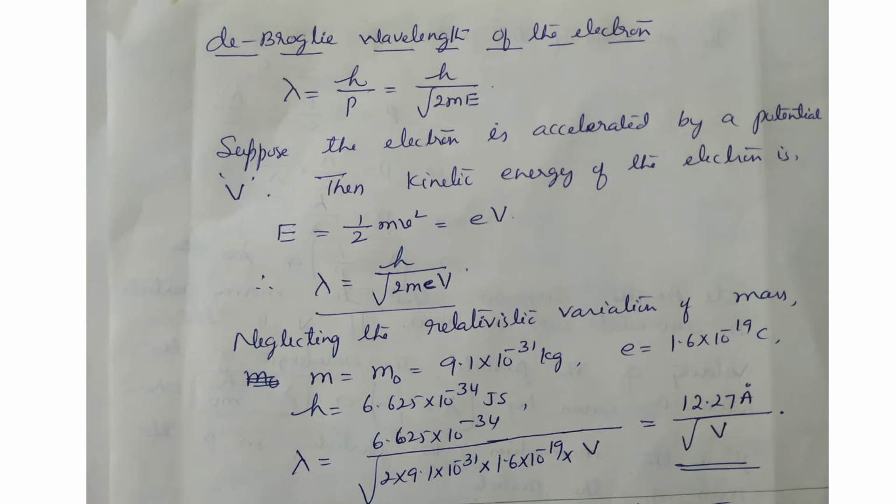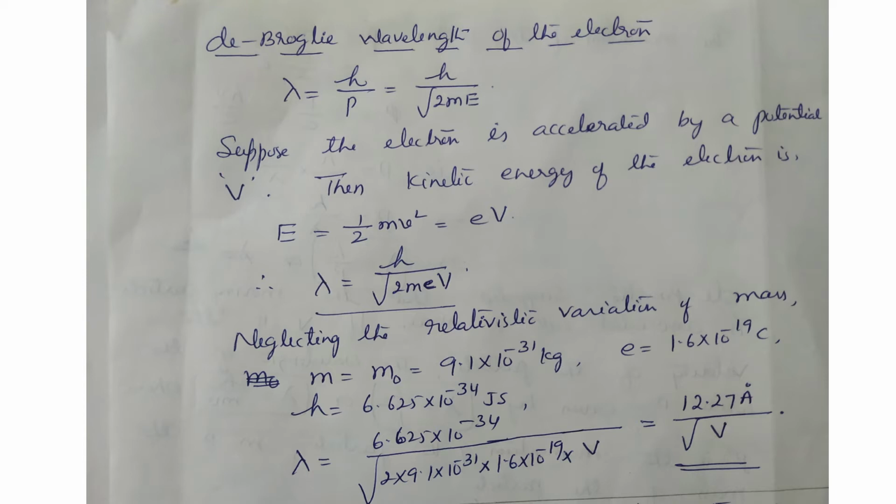Suppose the particle is an electron now. Let m be the mass of the electron. If this electron is accelerated by a potential V, it acquires kinetic energy. The kinetic energy acquired by the electron is given by eV, where e is the charge of the electron, so that lambda becomes h by square root of 2mE, and E is nothing but eV. So the dependence of the de Broglie wavelength on potential is given by the formula lambda equal to h by square root of 2meV.